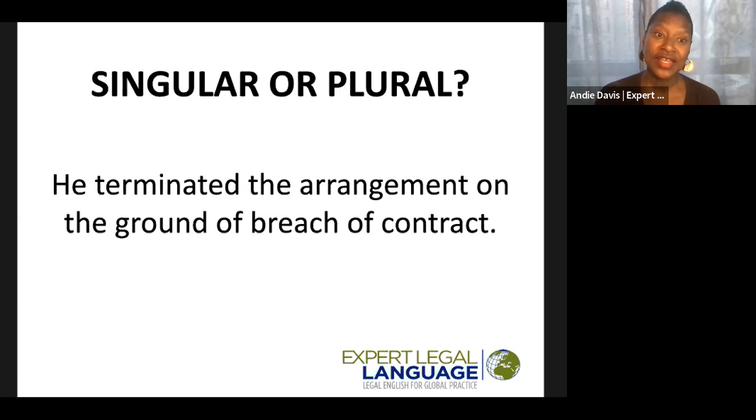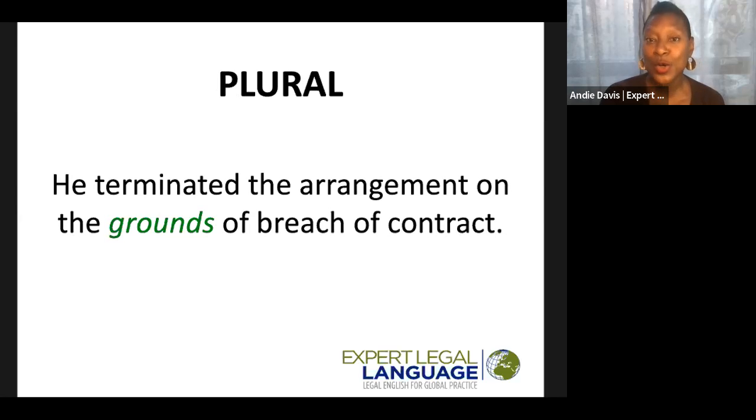But what about this one? He terminated the arrangement on the ground of breach of contract. This is not correct. In English, when you use the word ground in the singular, it's meant to refer to the actual ground, the physical ground, the soil. What this writer probably meant to say is he terminated the arrangement on the grounds of breach of contract. So pay attention as you're drafting to your singulars and plurals and see what applies in English as opposed to perhaps in your own language.